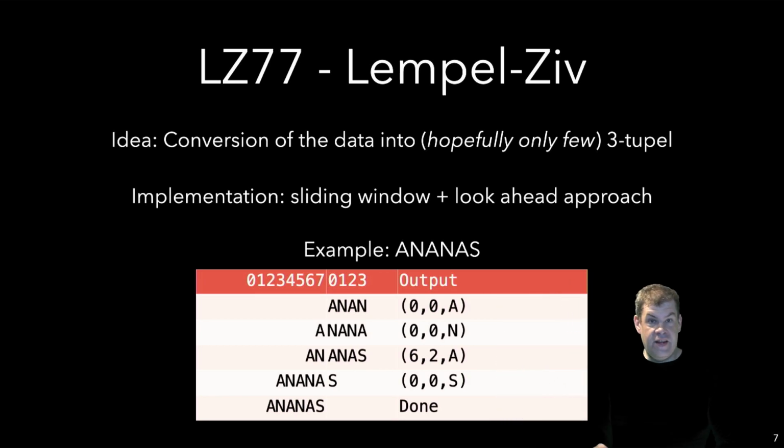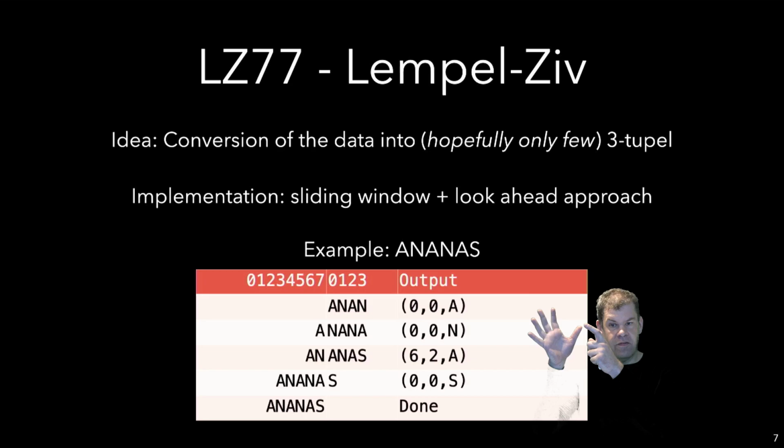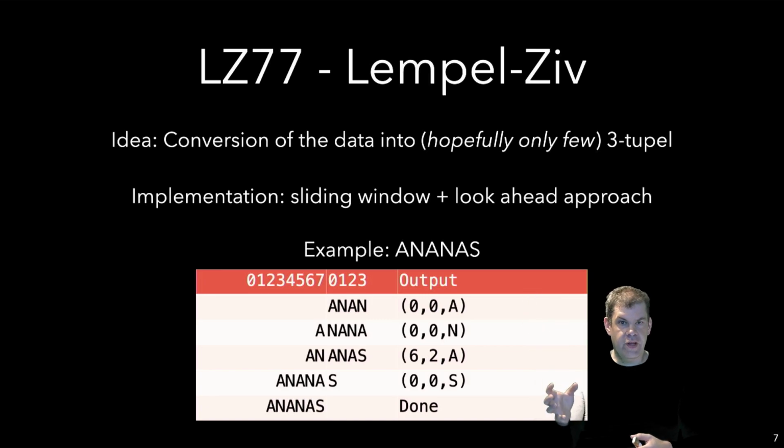So that's ananas. What we output are basically 4 tuples. And again, notice how we've encoded 1, 2, 3, 4, 5, 6 letters with just 4 tuples. However, every tuple is pretty big, so that's maybe not a really great idea.